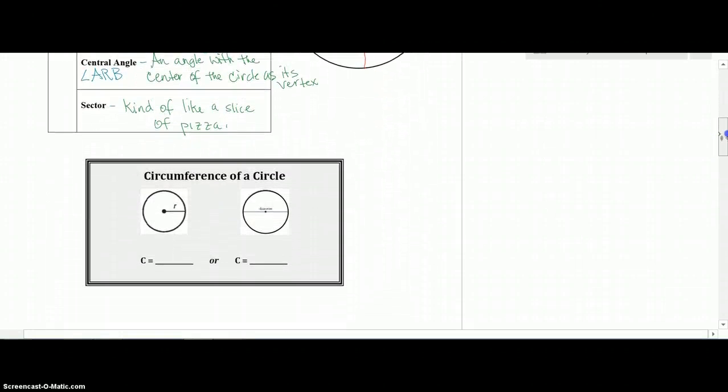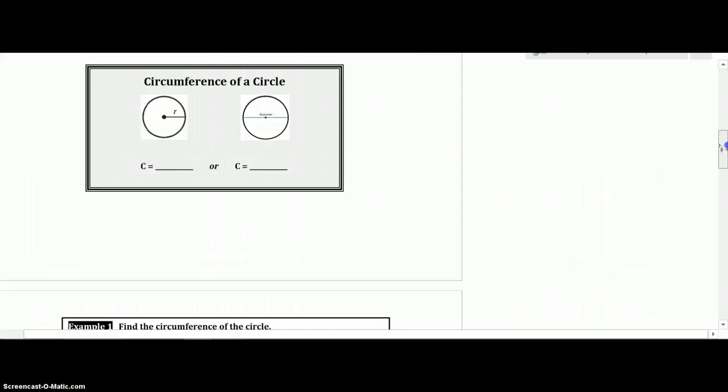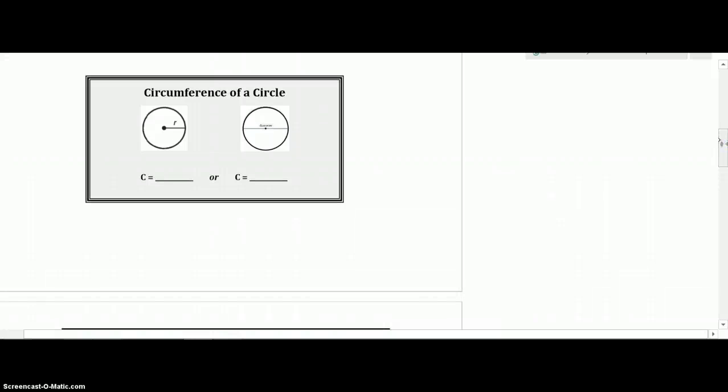Okay, so let's go ahead and look at some formulas. So we have a formula for the circumference of the circle, and if you notice this first diagram, we are given the radius, so it is 2 pi r. Now in the second circle we have a diameter. Remember that the diameter is just a radius and a radius. It's 2 radii, which takes care of this and this. So you could also say that circumference is just pi times diameter. Both of these formulas will give you the exact same answer.